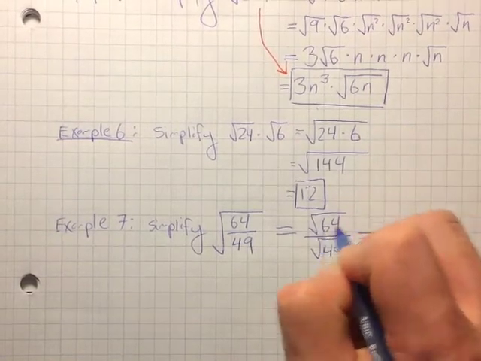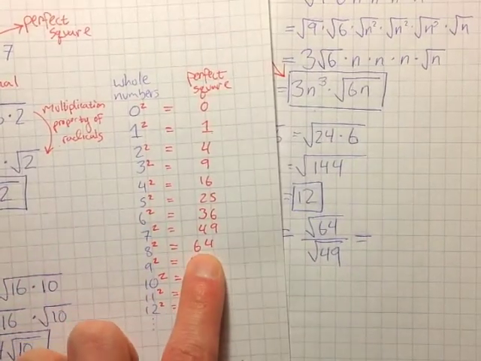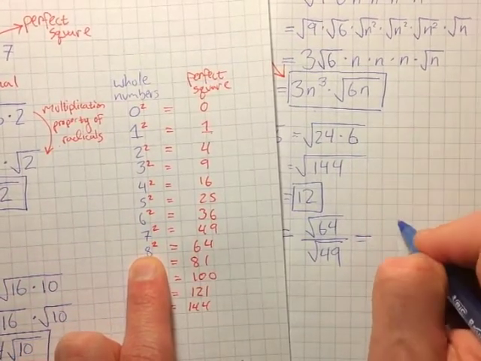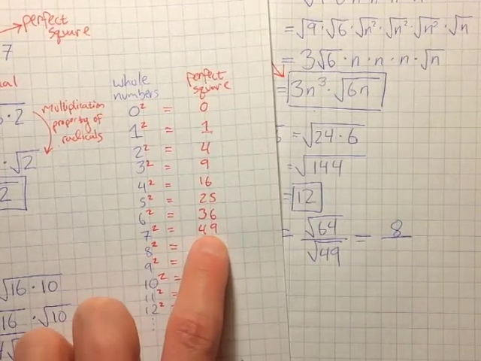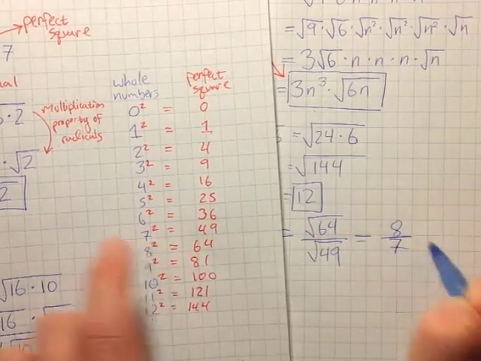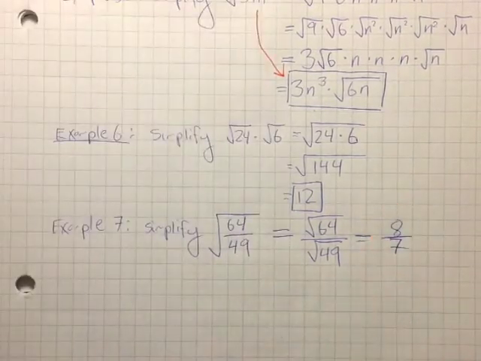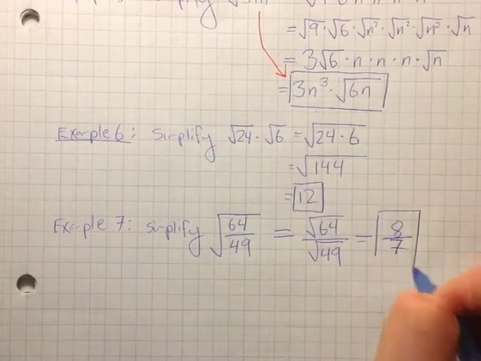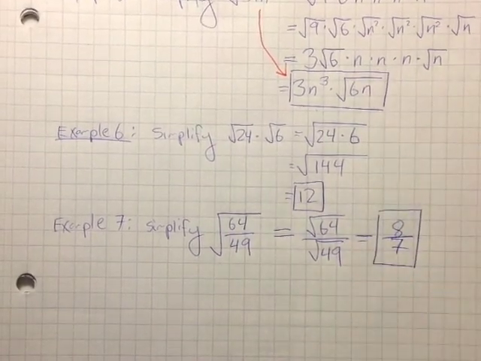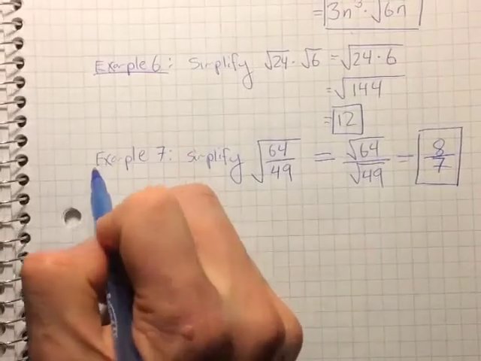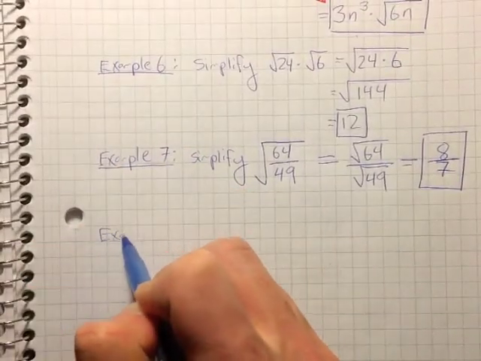Now here, square root of 64, well, 64 is on our list of perfect squares. Square root of 64 is 8. Square root of 49 is 7. So 8 over 7 is a fraction, and I hate fractions, but it's simple. It's simplified, okay? Okay, now, let's look at one last example, I promise.